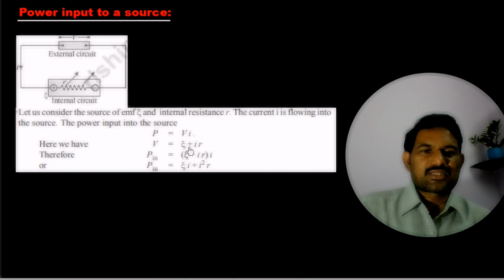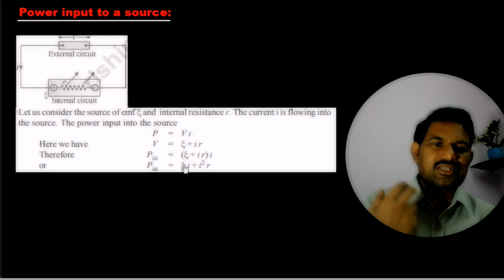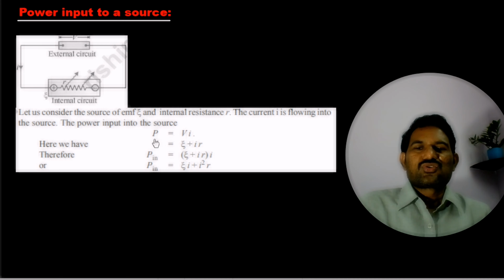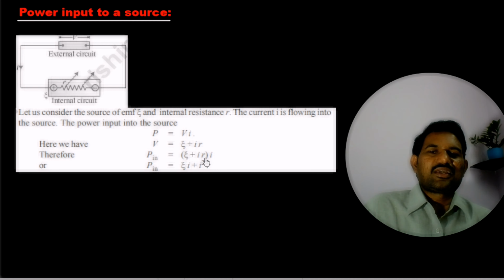We already discussed this terminal voltage, how to write terminal voltage when the cell is in charging state, discharging state, short circuit, or open circuit. So in charging state we need to write it as E plus IR. Therefore power input is equal to E plus IR into I, so EI plus I square R.